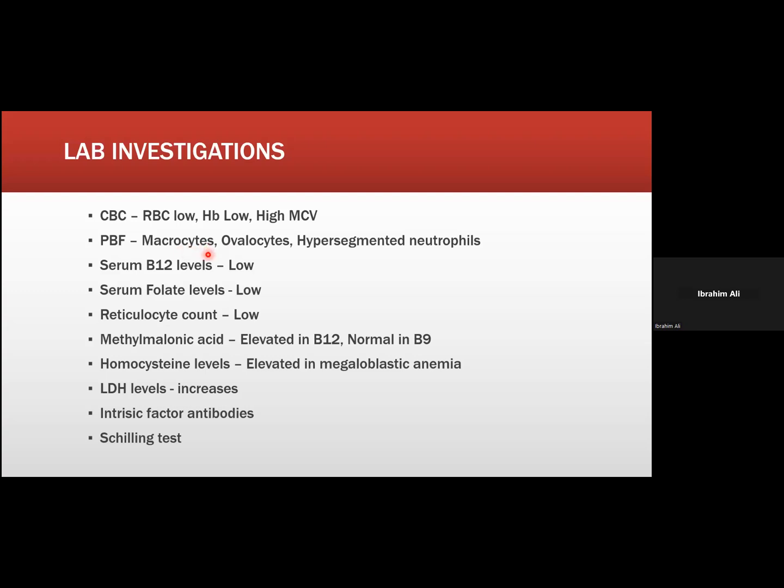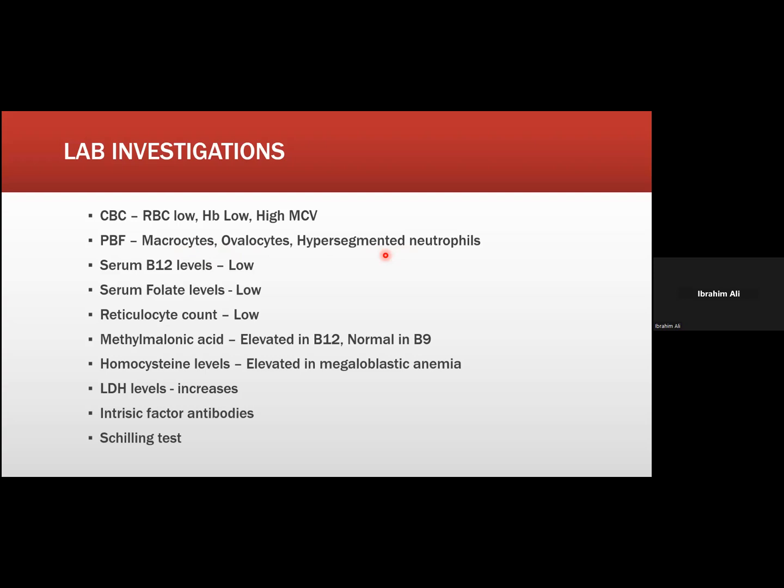Ovalocytes are the same, and then on the PBF we'll see hypersegmented neutrophils, but this one is more specific to megaloblastic than non-megaloblastic. So if you are given a PBF slide and you see hypersegmented neutrophils, most probably this can be either B12 deficiency or folate deficiency.